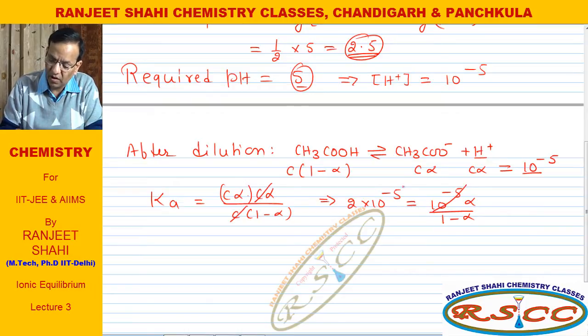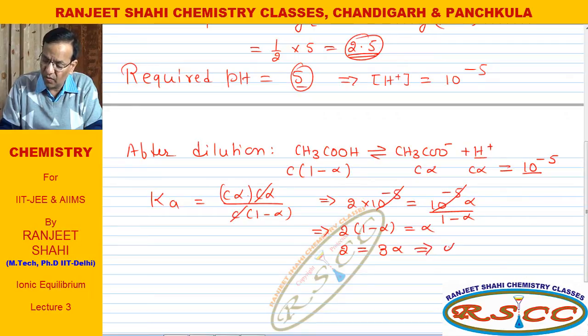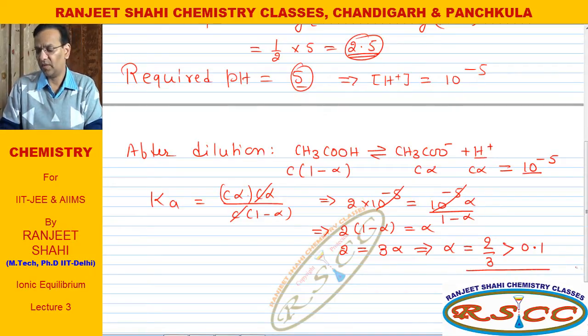If we cancel this 10 raised to the power minus 5, it becomes 2 into 1 minus alpha is equal to alpha. So 2 minus 2 alpha is equal to alpha. So 2 is equal to 3 alpha, since minus 2 alpha becomes plus 2 alpha on the other side. So alpha is now 2 by 3, which is much greater than 0.1. So this alpha is not negligible.